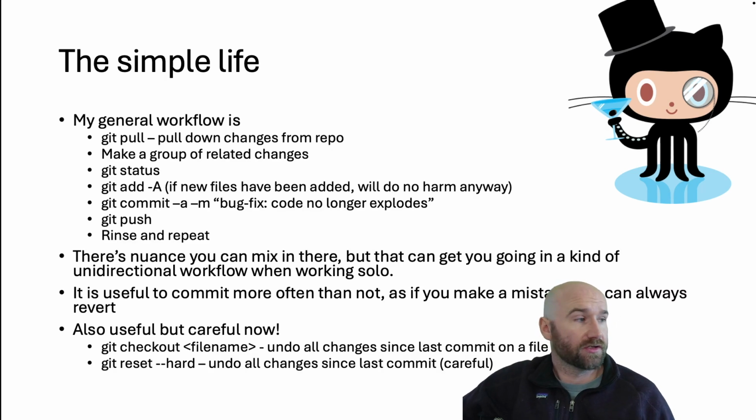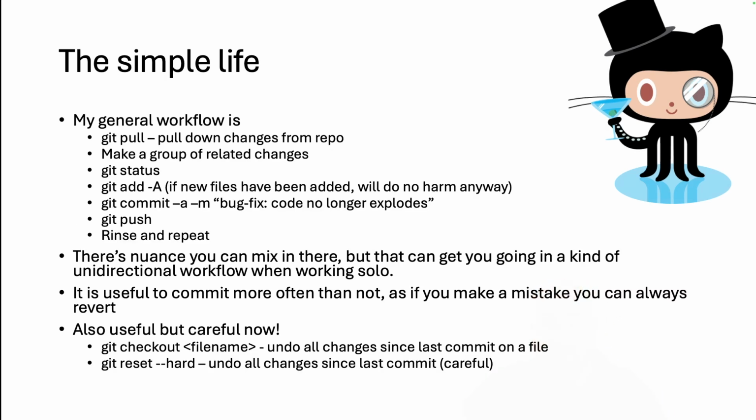So yeah, this is the simple life. My general workflow for years, day to day. You get in, you're working on a project, you pull down the changes. You make a group of related changes. Maybe you'd run your tests as well, actually locally. But we haven't talked about anything like that. Git status, I'd add -a if new files need to be added, but it'll do no harm if you just end up running that all the time before you commit.